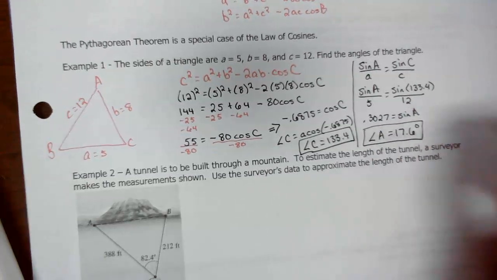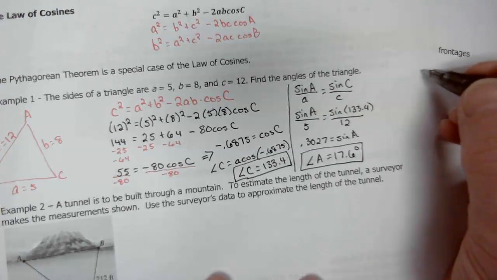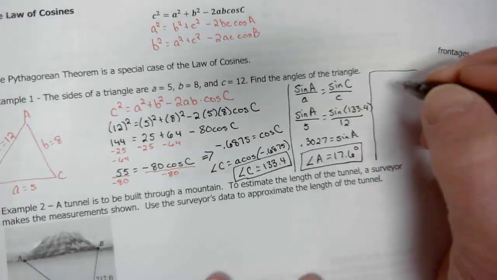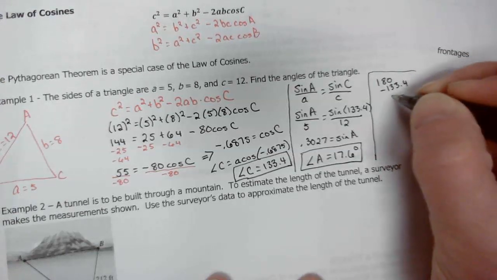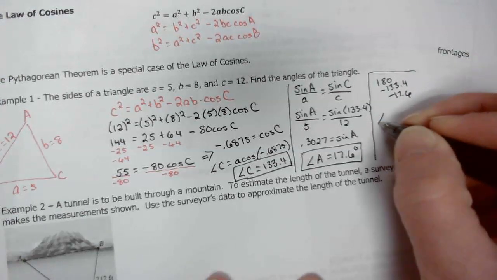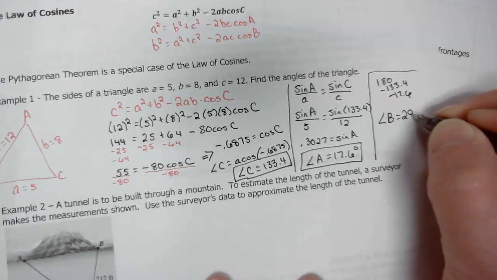So now I know two angles. To find the third one, it's super easy. We just do 180 minus each of those, and this will give me angle B, which ends up being 29 degrees.